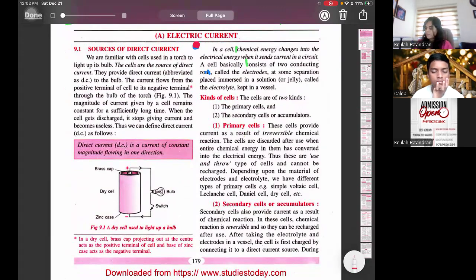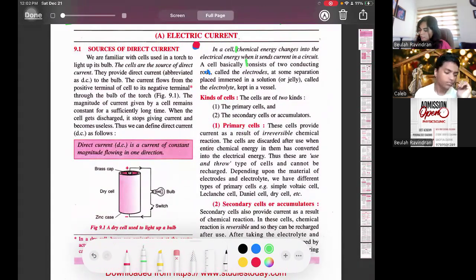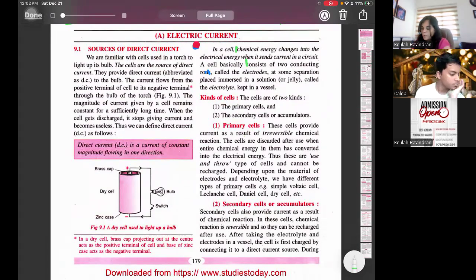Now we will get into the syllabus. What is given here? Electric current. What is an electric current? You know about the cells and everything. The cells are the source of direct current. For example, it provides current to the bulb to glow.